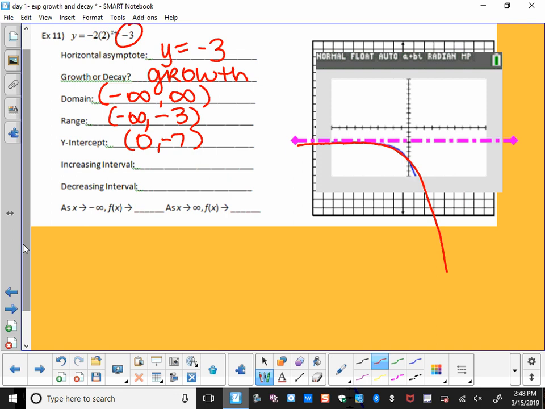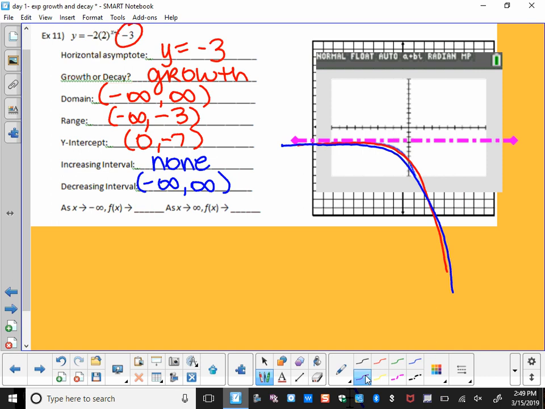All right, this is what's new, kinda. Increasing interval. Look at this graph. Am I increasing or decreasing? You're decreasing the whole time, so am I increasing at all? No, so write none. So you're decreasing the entire time, which means you're decreasing from negative infinity to positive infinity. But for increasing and decreasing, one of these will always be none and one will be negative infinity to positive infinity.